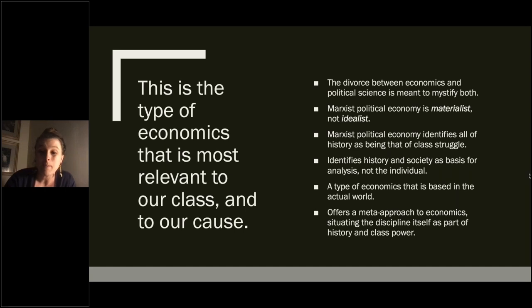It also offers a meta approach to economics, situating the discipline itself as part of history and class power. So when I say that in the United States, you are not likely to take a course on Marxist political economy as part of your college education, that's because we live in the United States, or most of us on the call are living in the United States, right? And we can look at who it is that's in power, what it is that's going to benefit them the most, and that's probably going to be the type of economics that folks are going to learn.